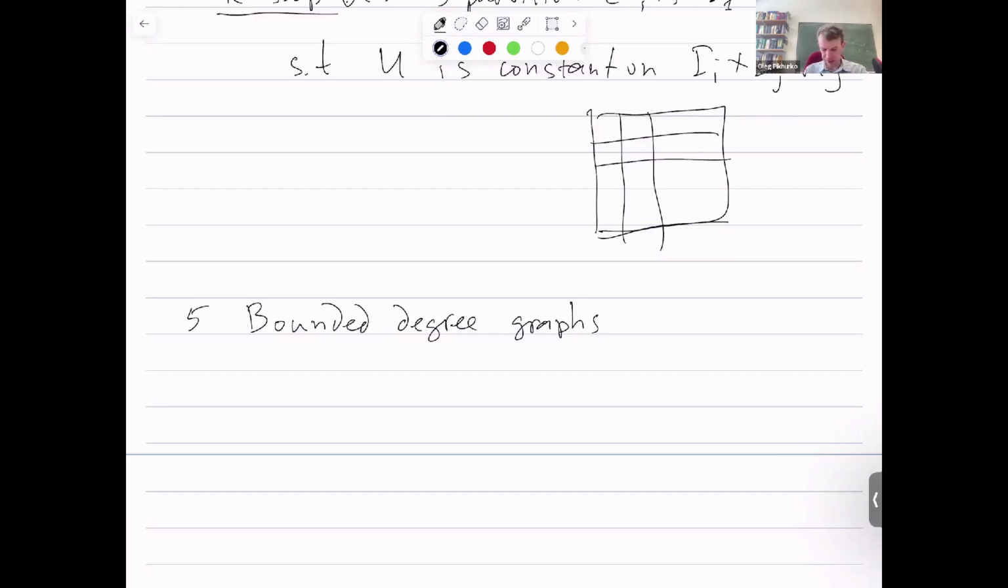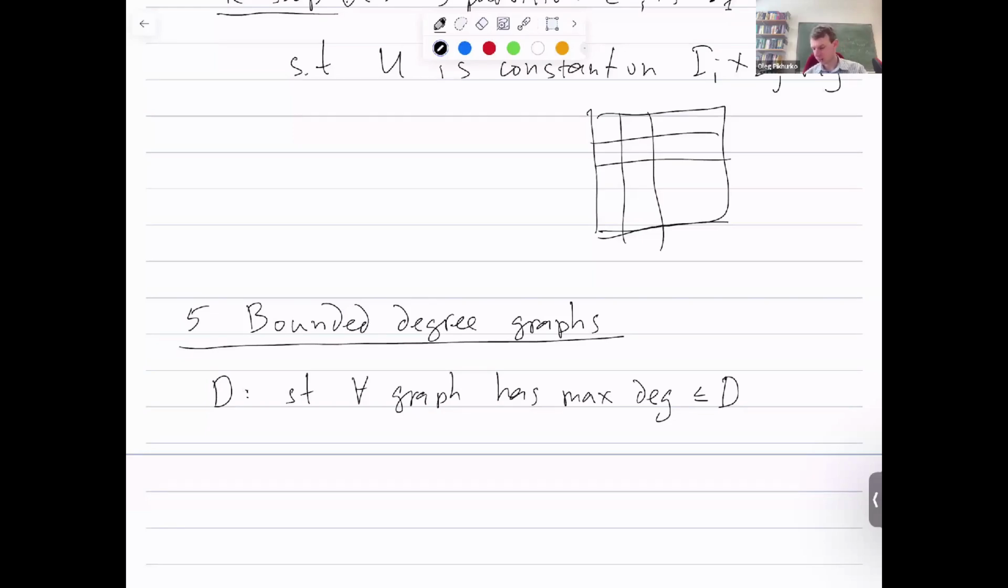So what I mean is I have some constant d such that every graph which we consider has a maximum degree at most d. For example, I can even take d equal to 3, and it's already interesting. If you look at cubic graphs, there are lots of questions you can ask which, in the limit, still make sense and are open.